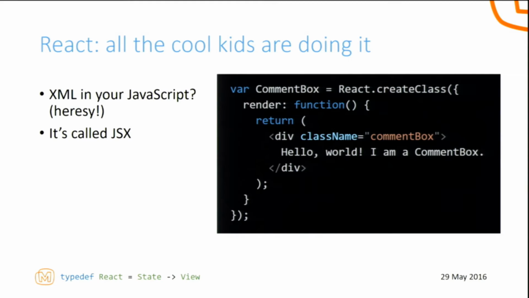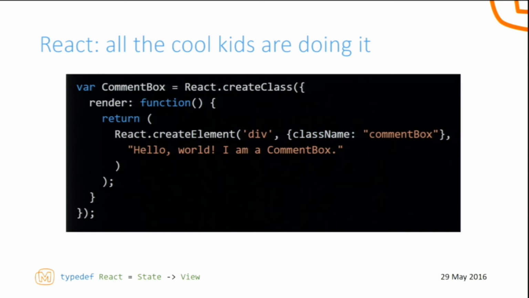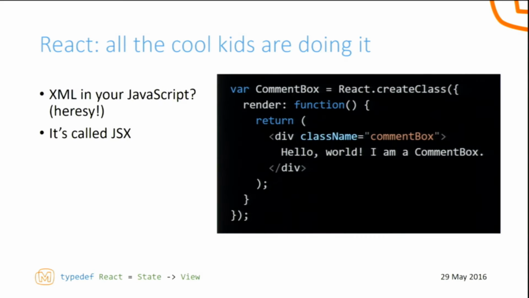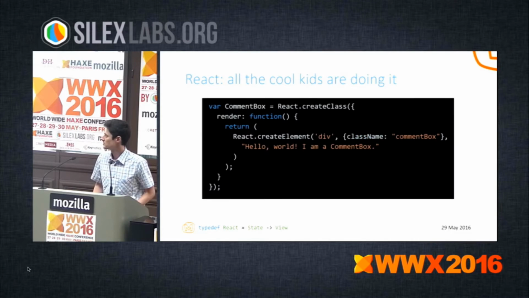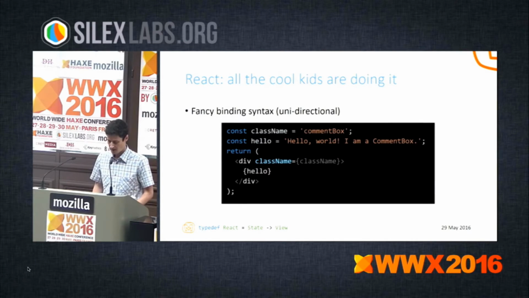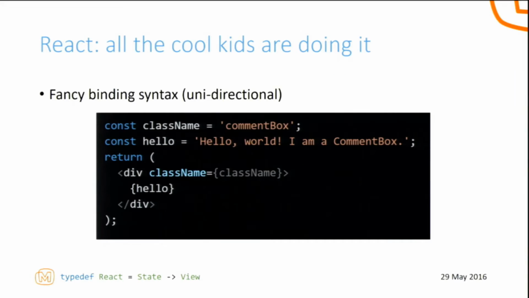Obviously, this is not valid JavaScript, so it has to be transformed, and it is transformed into that. React.createElement, the tag, an object with the attributes, and the children elements. That is quite straightforward to understand. You can add some binding. It's unidirectional, so you can pull values. You can have JavaScript expressions. It should remind you of Haxe string interpolation.